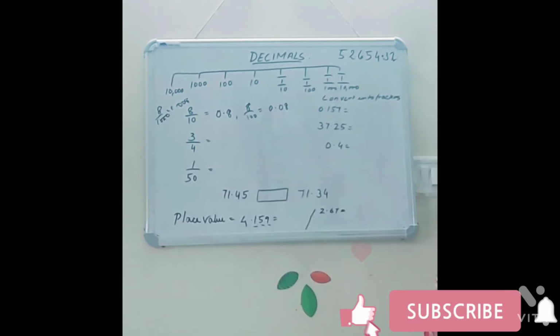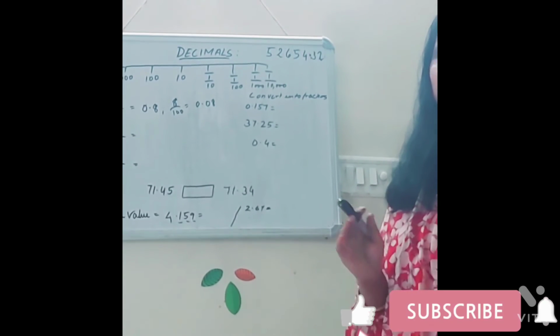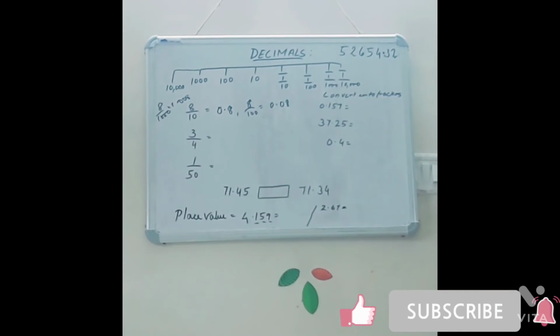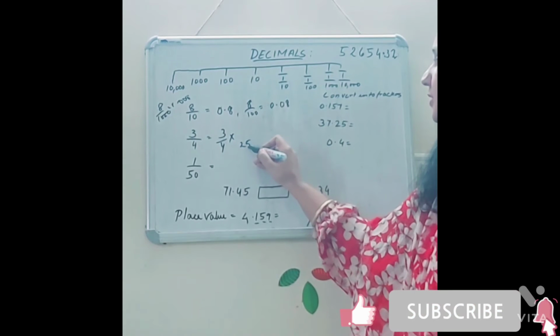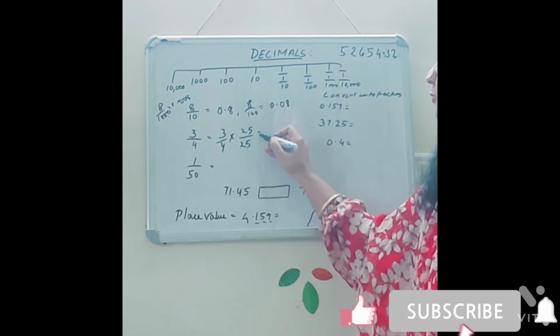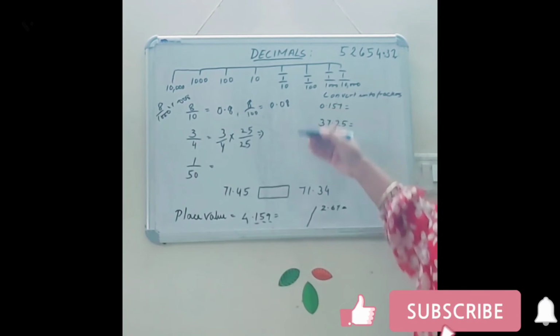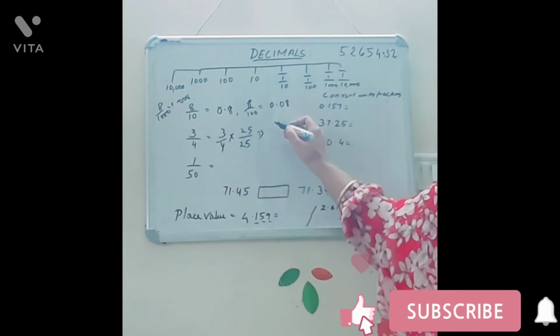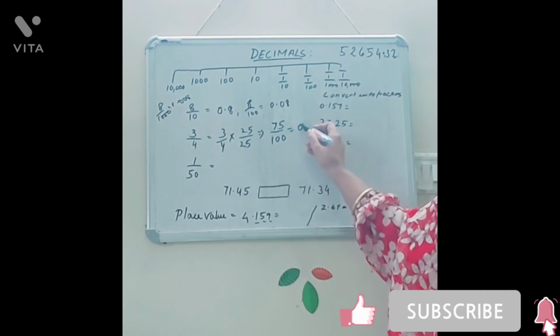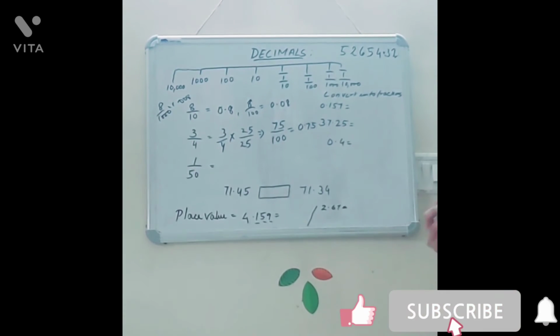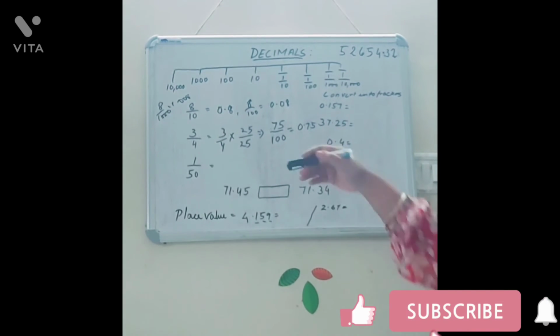To convert 4 into 10, it's not possible because we don't get 10 in the table of 4. But we can definitely convert 4 into 100, because 4 twenty-fives are 100. So we can multiply 3 by 4 by 25 in the denominator and 25 in the numerator. The same number has to be multiplied in both the numerator and the denominator. So we'll get 75 by 100 and the answer will be 0.75. So in this way we can convert 3 by 4 into a decimal.